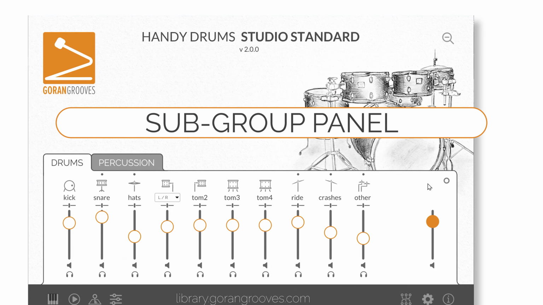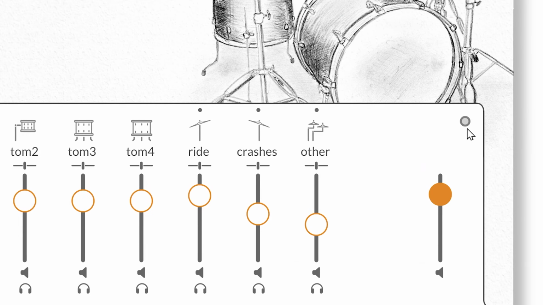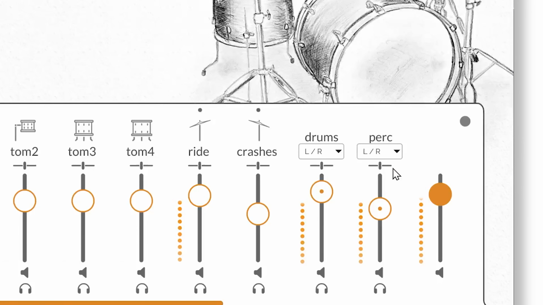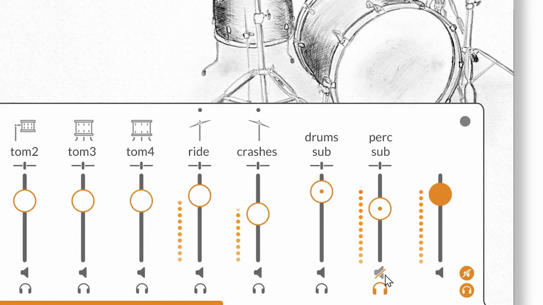Subgroup panel. The circular button in the top right corner of the mixer expands a panel with the two main subgroups, drum set and percussion, allowing you to adjust the overall balances between these two instrument groups. Like the other channels, they come with volume faders, but are differentiated from regular faders with the small orange dot in the center of the handle. Also included are the panners and the three pan modes, mute and solo buttons, as well as discrete level indicators.